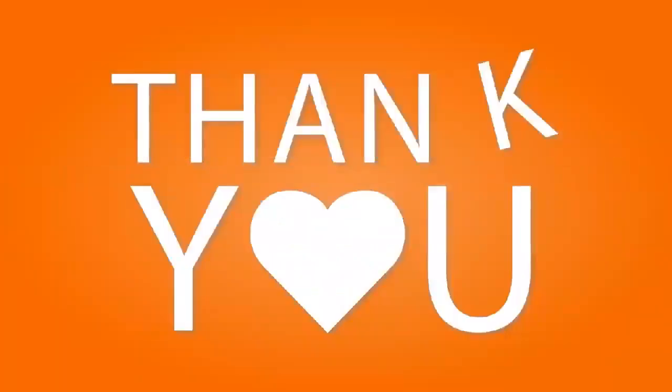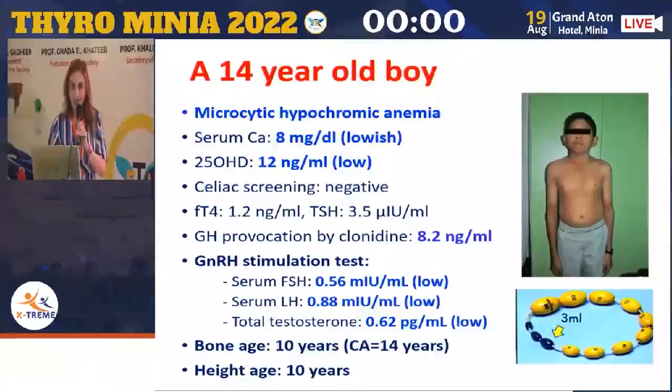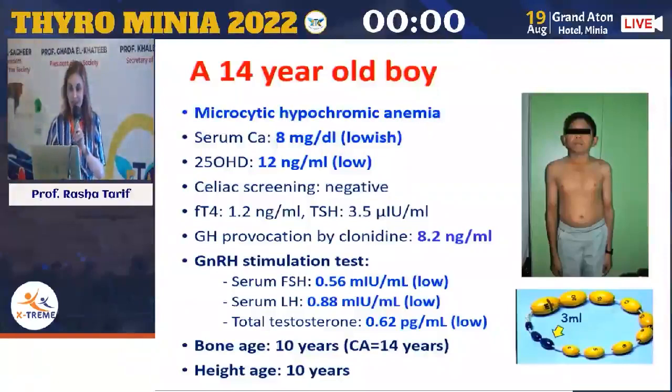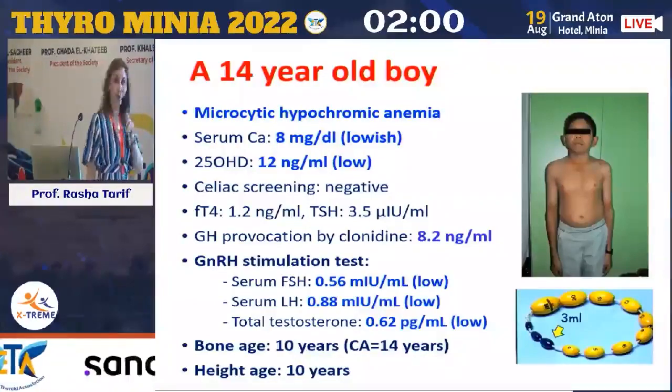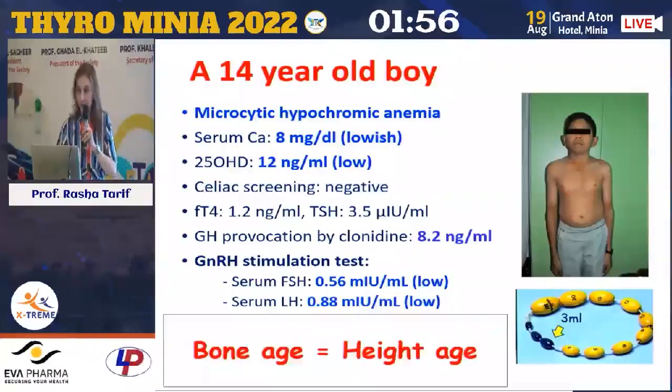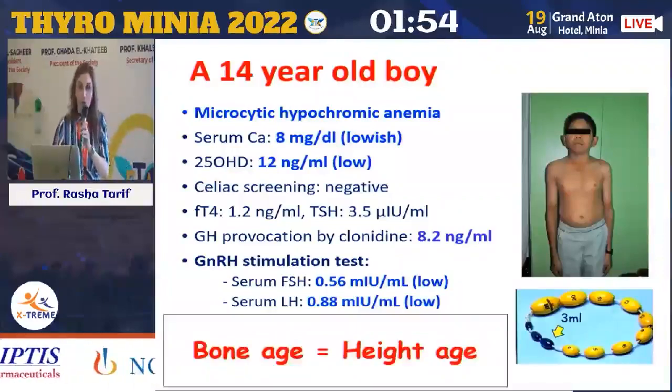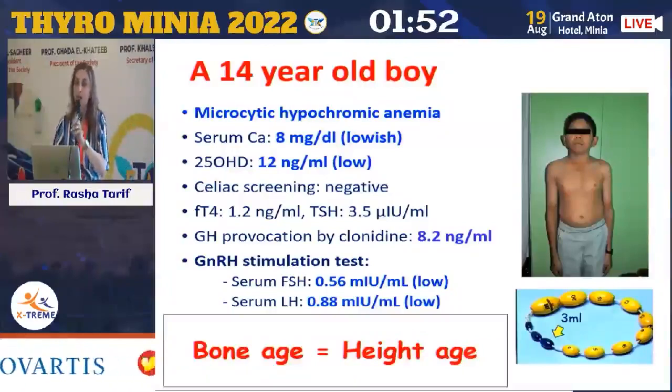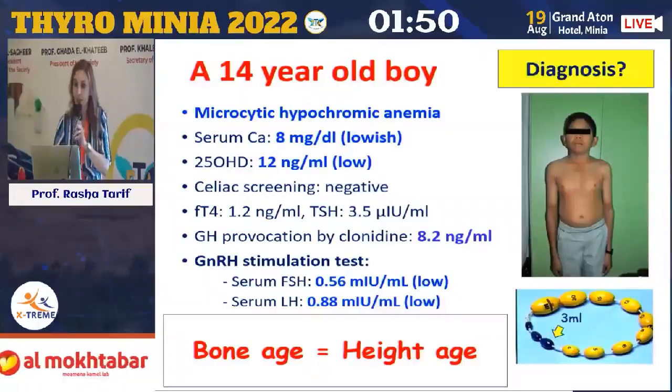The GnRH stimulation test revealed low FSH, LH, and testosterone. So this is hypogonadotropic hypogonadism. And look at the bone age, 10 years, although the boy is 14, and the height age is exactly equal to the bone age. What's your diagnosis? This is a very, very common scenario that we see.